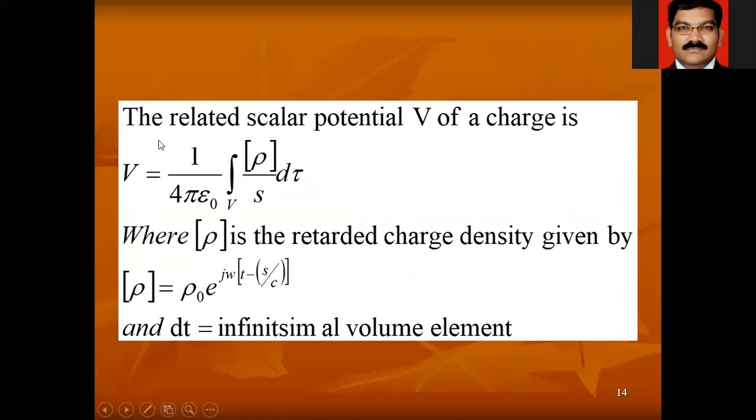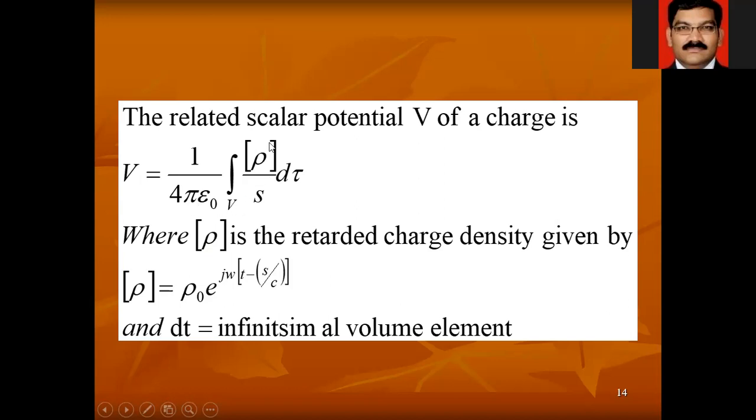So the related scalar potential is V, the scalar potential. Now the vector potential we have found. Now we'll go for the scalar potential. So the scalar potential, that is V, is 1 by 4 pi epsilon 0.